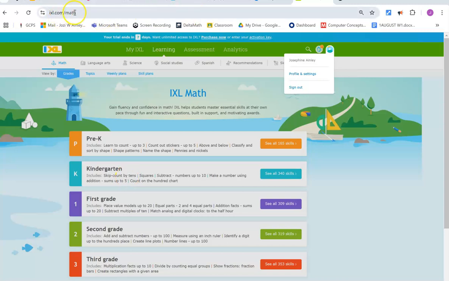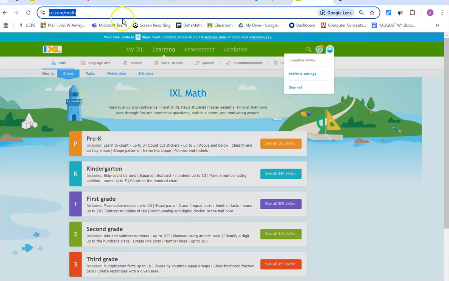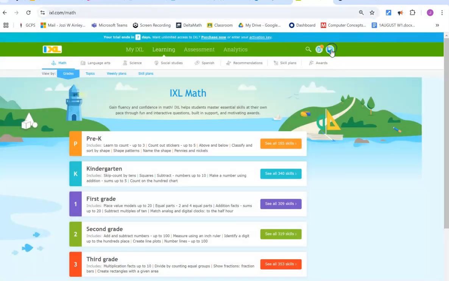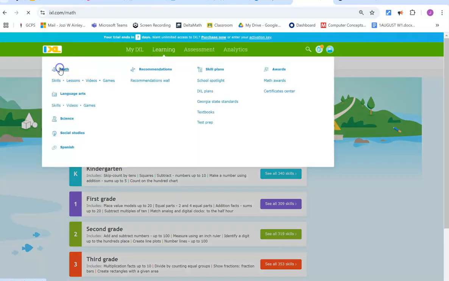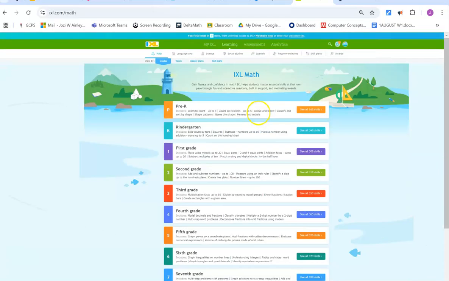All right, so go to IXL.com and sign in. Please make sure that if you click on this top right icon right here, you can see your name. That's how you know you're signed in. Then you're going to click on learning. You're going to click on math. Mine looks a little bit different than yours, but the process is the same.